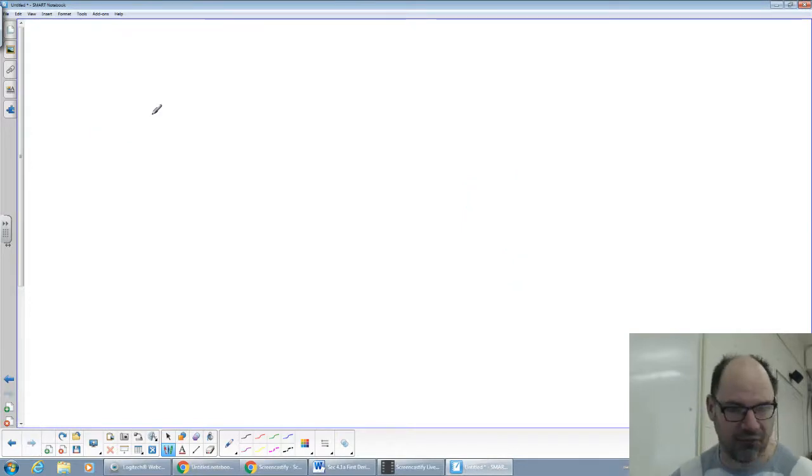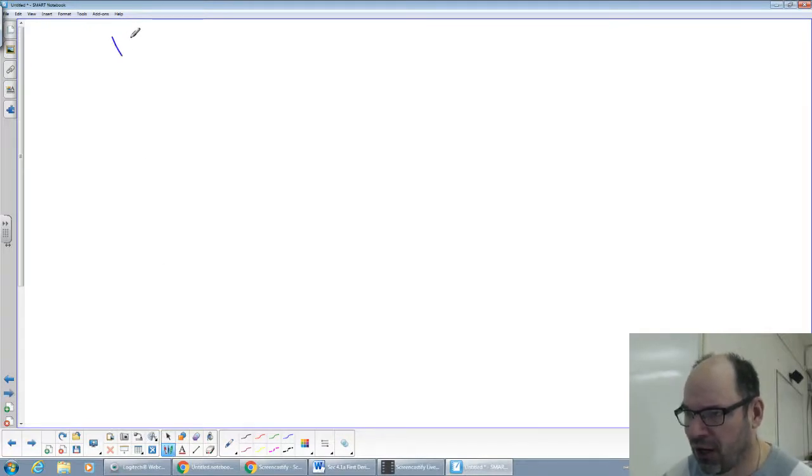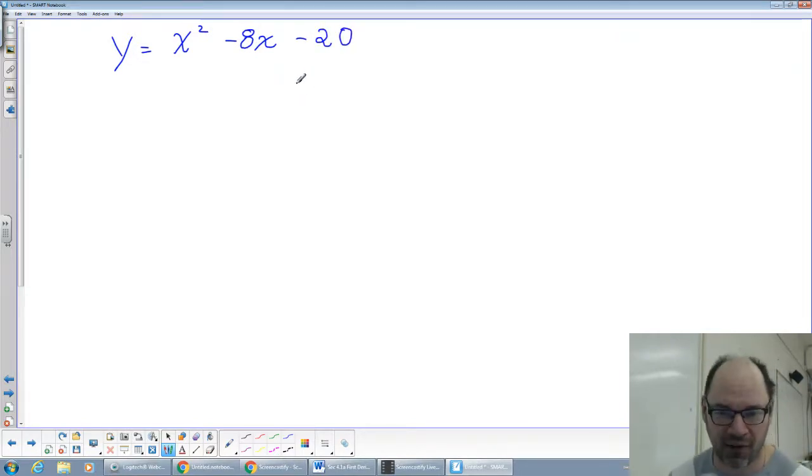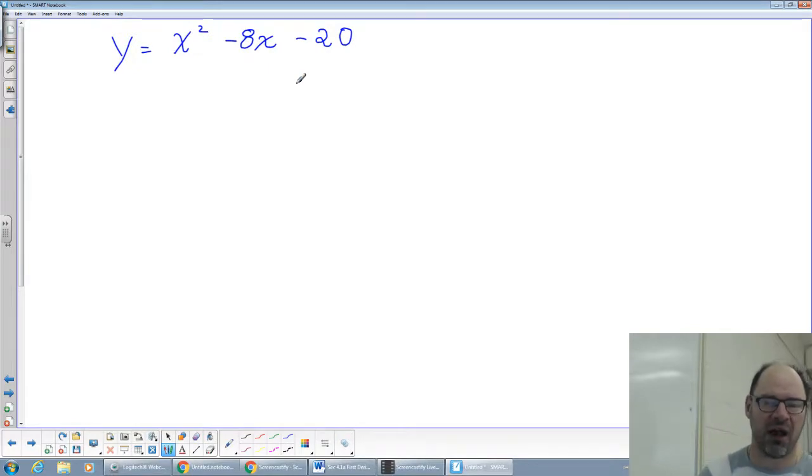Let's say we have y equals x squared minus 8x minus 20. You work out the same thing. So this is a quadratic. You can pause it there and give it a try, where you're going to get a maximum or a minimum. Find the point where it's maximum and minimum. Find the critical point and find the max and min points.